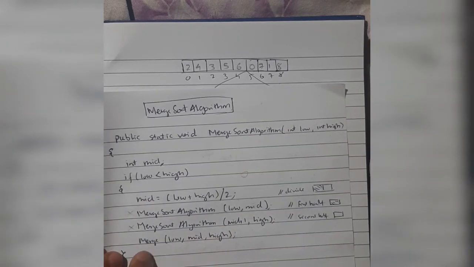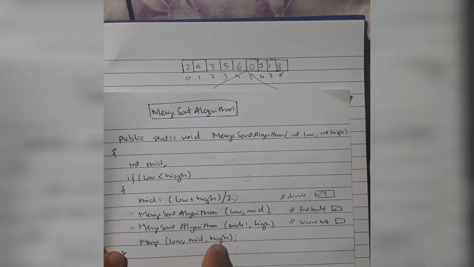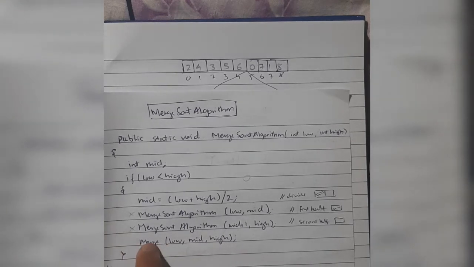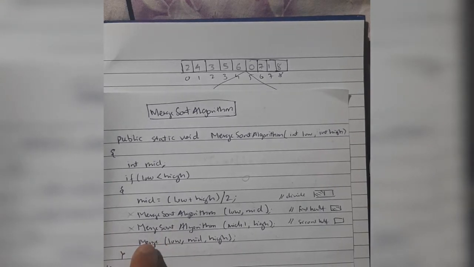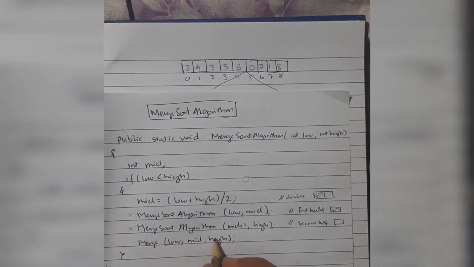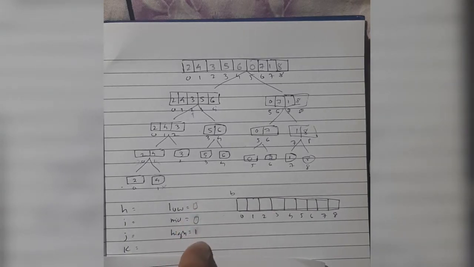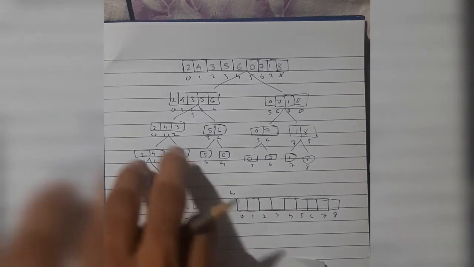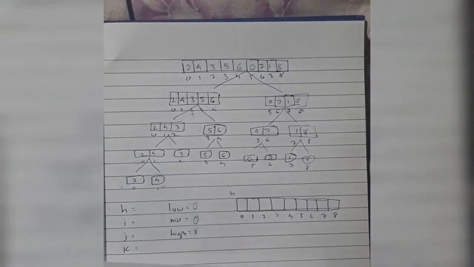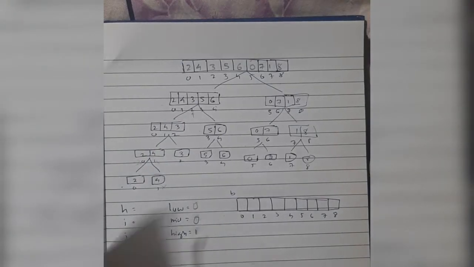The next line of code is merge low, mid, and high. So now we'll be passing these values to the new function, which is merge: low, mid, and high. What is low? Low is 0, mid is 0, high is 1. Okay. So these three values we are passing to the new function, which is merge. Let's see what the function merge does.